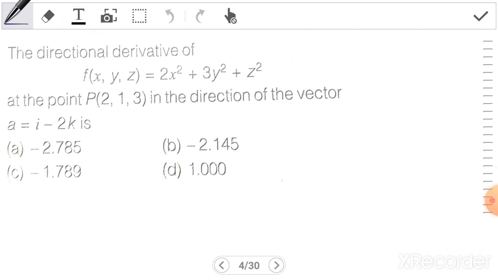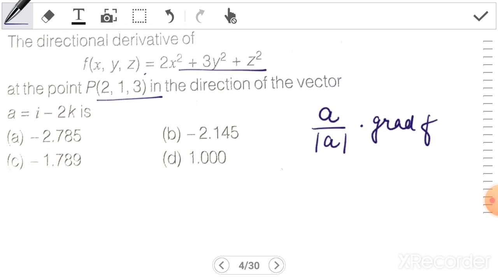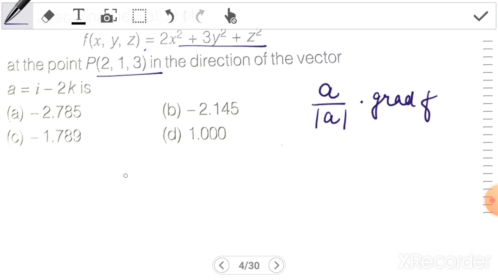Here we have to find the directional derivative of f at the point in the direction of the vector. So we need to find A by mod A dot gradient f. Yes. So here f is given as 2x square plus 3y square plus z square. And A is given as i minus 2k.